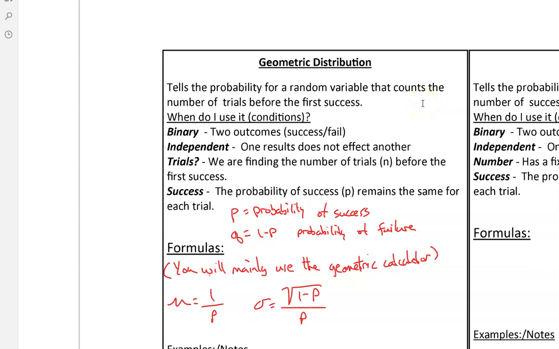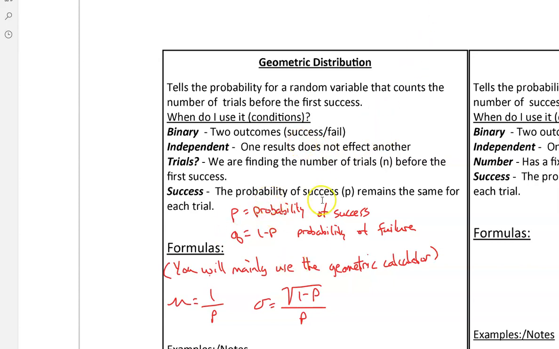Now we're going to look at geometric distributions. A geometric distribution is counting the number of times you have to do something before you hit your first success. It needs to be binary, which means there are two outcomes, success or fail, and one cannot affect the other. They have to be independent. We're finding the number of trials before the first success, and the probability of success has to remain the same every time.